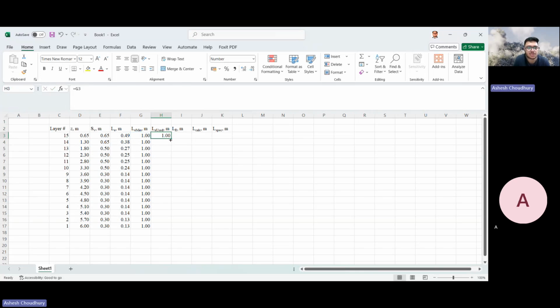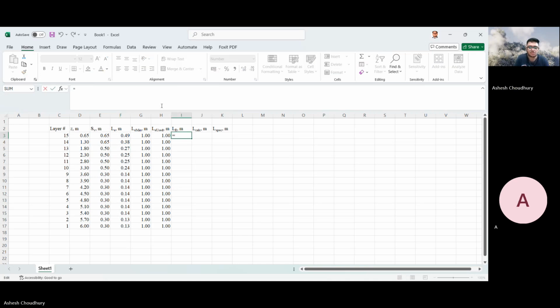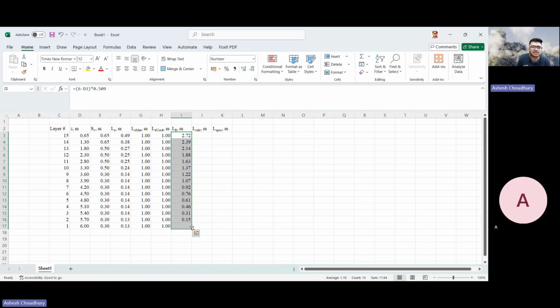Okay, it will be 1 meter itself, because that is my minimum LE. All the LEs that are calculated to be less than 1 meter, I have to use 1 meter. Now what is my LR? LR was (6 minus Z) times 0.509. Right, this was my LR. So calculate the LR like this.